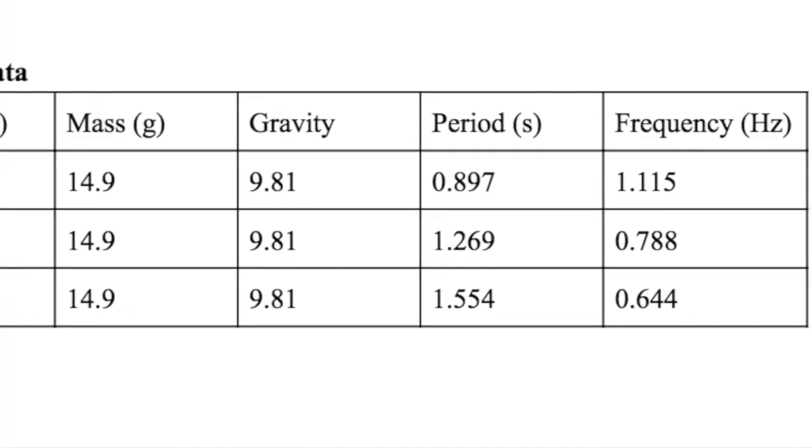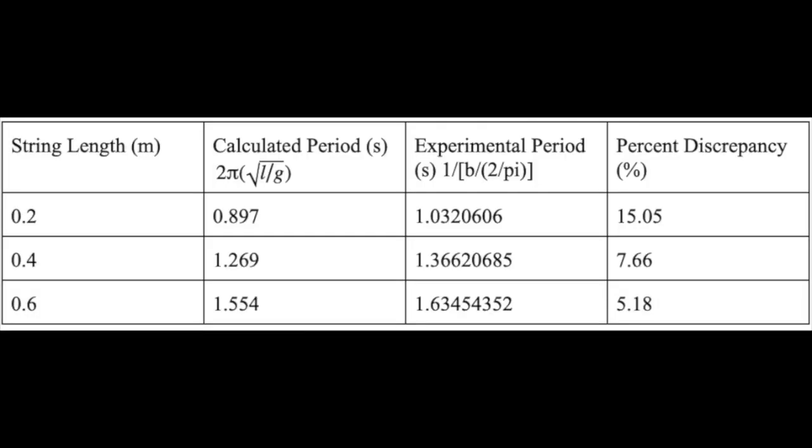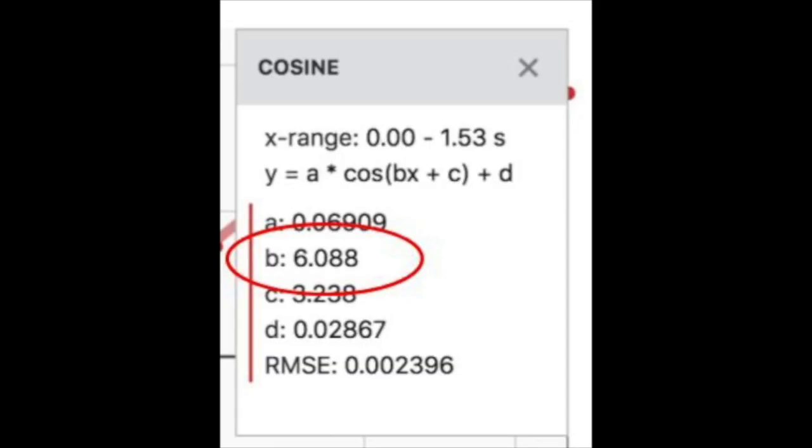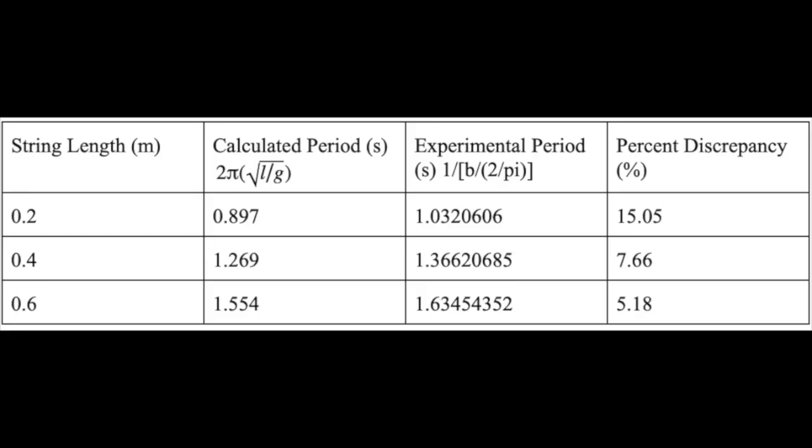We then compared our experimental periods to the calculated periods and calculated a percent discrepancy between the two values. In order to find our experimental period, we used the values for b from the cosine fit of our graphs and applied them to the equation b over 2 pi. When observing the percent discrepancies, we found that the discrepancy for the 0.2 meter string was the highest.